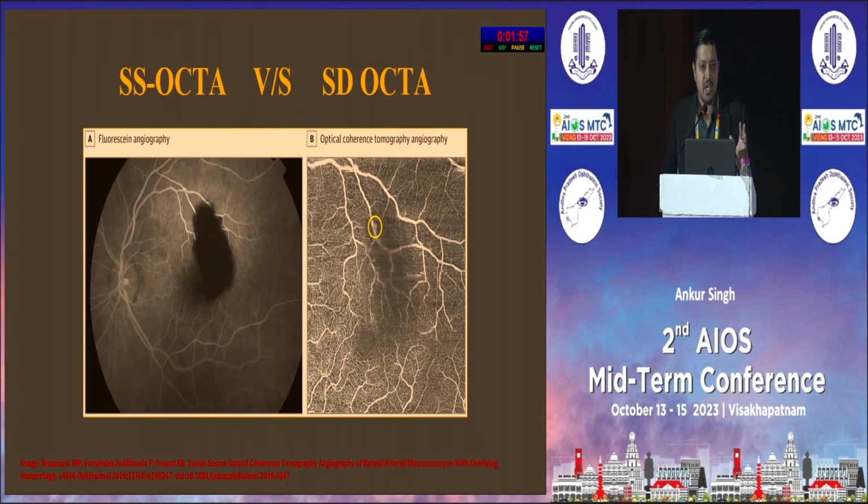Swept source OCT has a better penetration than the normal OCT. So Brezina et al. found that if they use swept source OCT based OCT angio, they can even delineate a retinal macroaneurysm, which was not seen with FFA because of the overlying hemorrhage. Because of the better penetration, you can look beyond the hemorrhages using a swept source OCT.